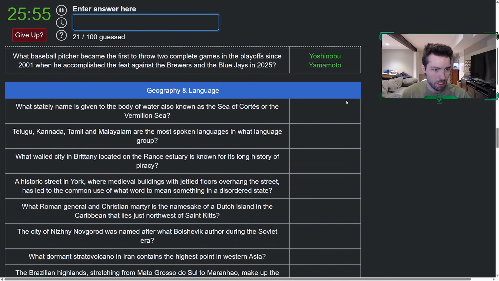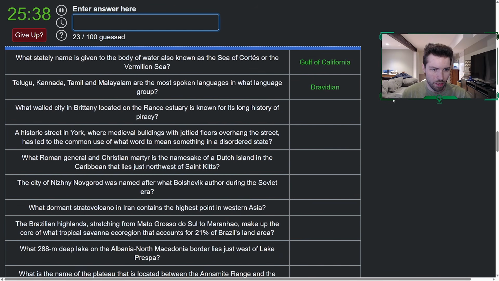Geography and language. What stately name is given to the body of water, also known as the Sea of Cortez or the Vermilion Sea? That is the Gulf of California. Telugu, Kannada, Tamil, and Malayalam are the most spoken languages in what language group? These are called Dravidian languages. What walled city in Brittany, located on the Rance estuary, is known for its long history of piracy? Is it just Mont Saint Michel? No. Brest? Quimper? Saint-Brieuc?